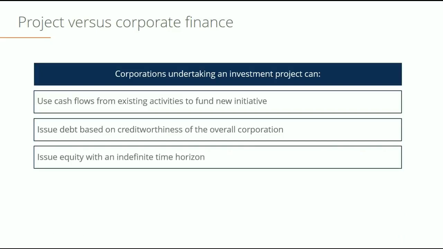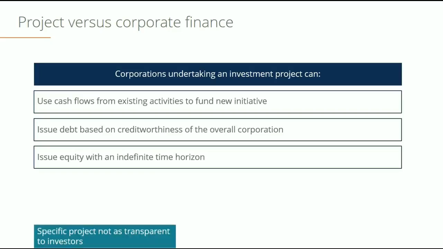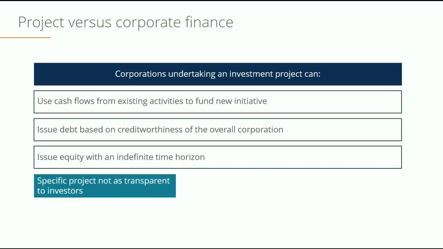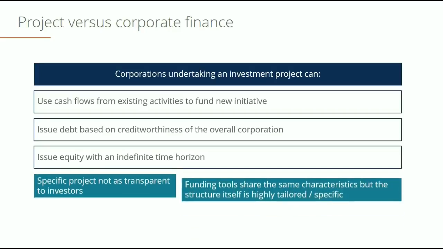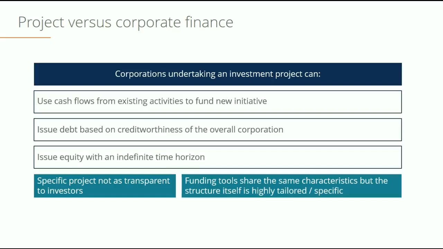So issuing equity with an indefinite time horizon is something that corporations can often do, and do, whereas equity that's issued with a project finance investment typically has a life to it. So for example, there's a specific project that has a time horizon for the equity, and the equity will be repaid at the end of that time horizon.